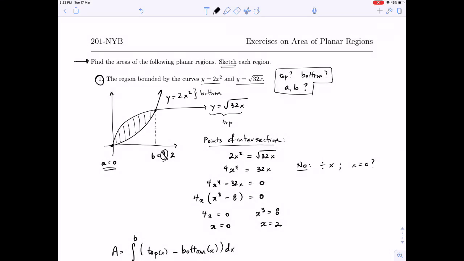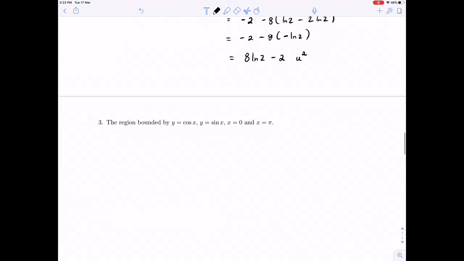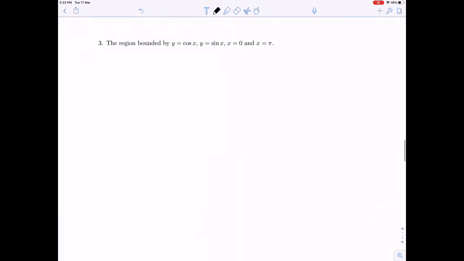In this video, we're going to do the third problem on this worksheet, exercises on area of planar regions. The instructions at the top say find the areas of the following planar regions and sketch each region. We did the first and second questions in previous videos, so now we're down to question number 3.